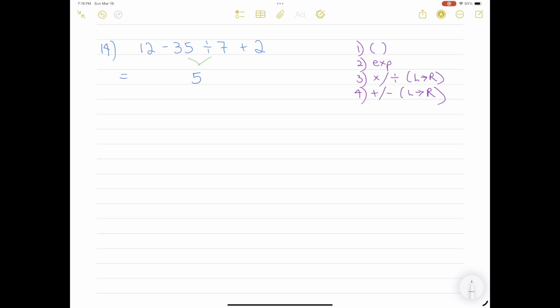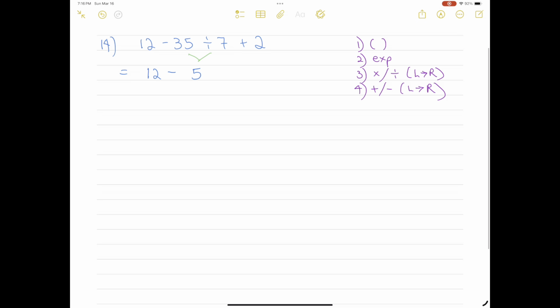35 divided by 7, which equals 5. I write that on the line below and bring down the rest of the problem: 12 minus 5 plus 2. So now I need to solve the addition and subtraction from left to right. 12 minus 5 equals 7. Bring down the rest of the problem. 7 plus 2 equals 9. I box my answer.